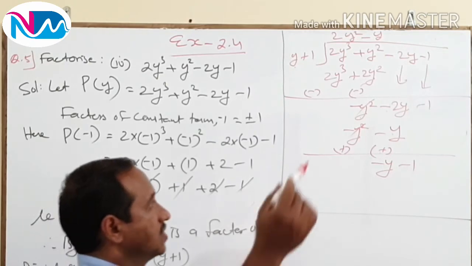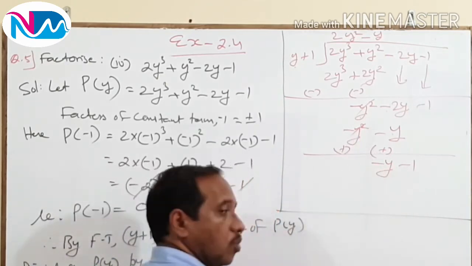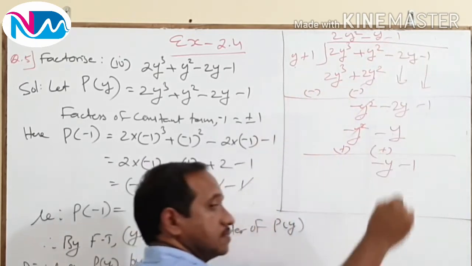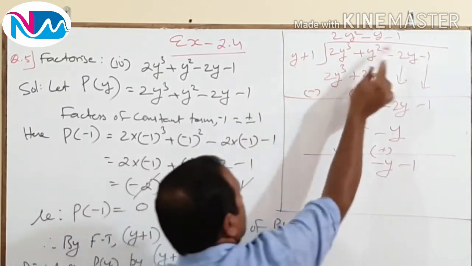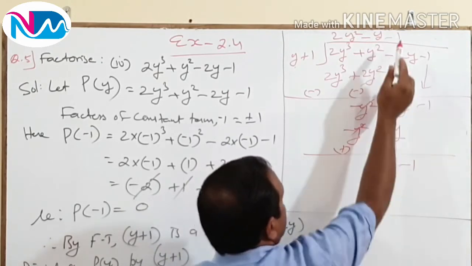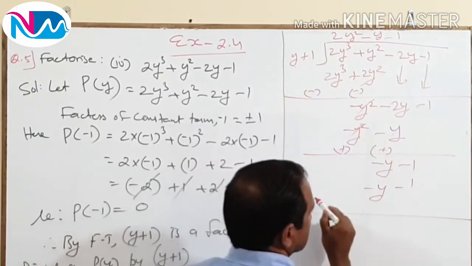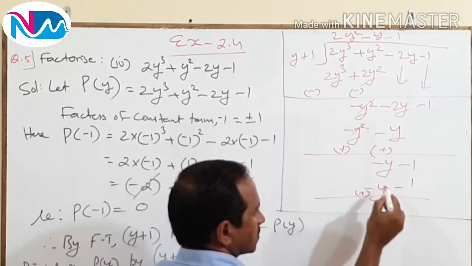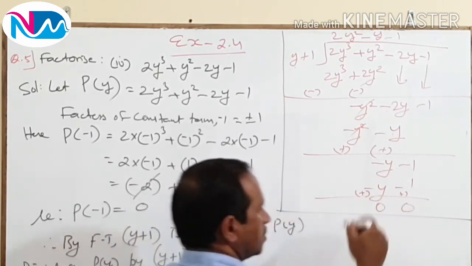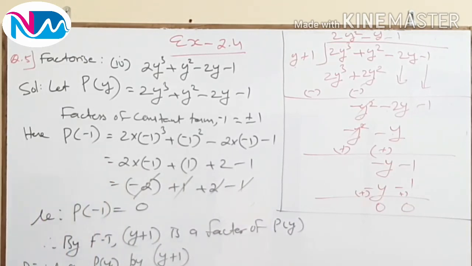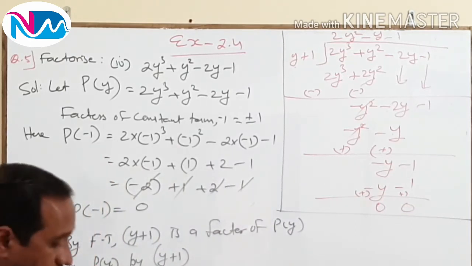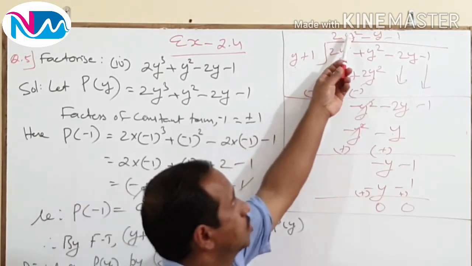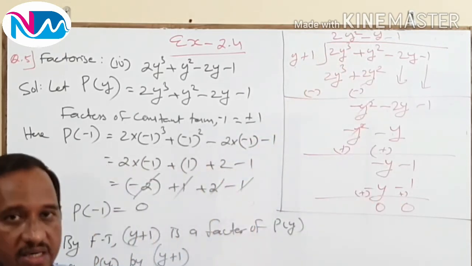Now again the first term is minus y. Minus y by y is minus 1. Minus 1 into y is minus y. Minus 1 into plus 1 is minus 1. Subtracting minus y minus plus, you can see the remainder is 0. So on dividing p of y by y plus 1, we get the quotient 2y square minus y minus 1.